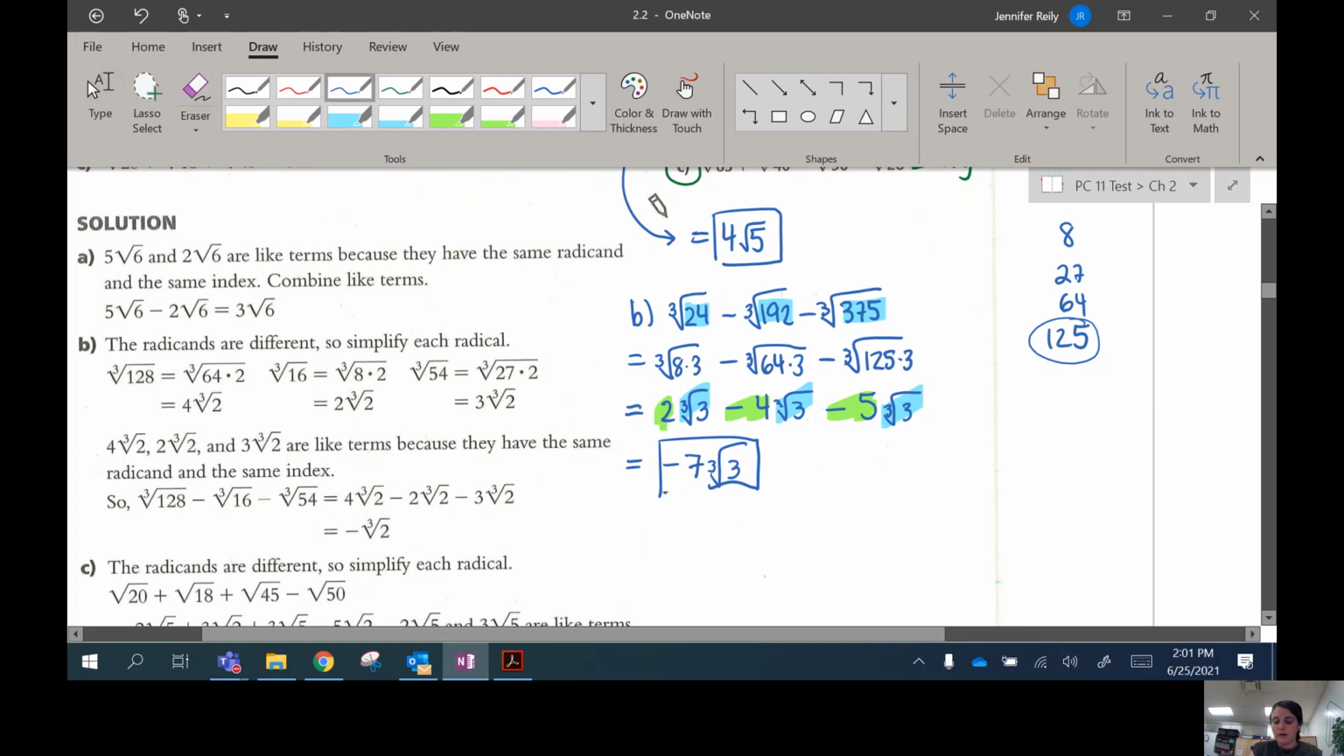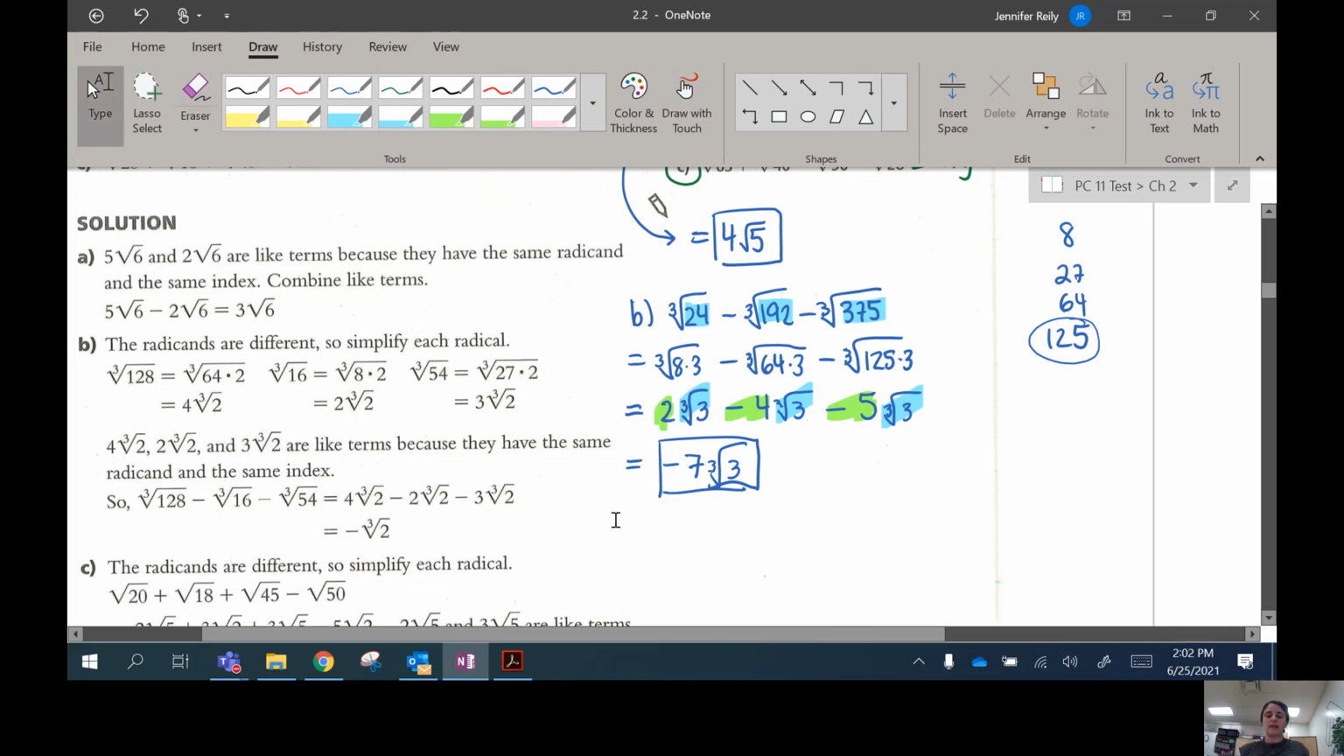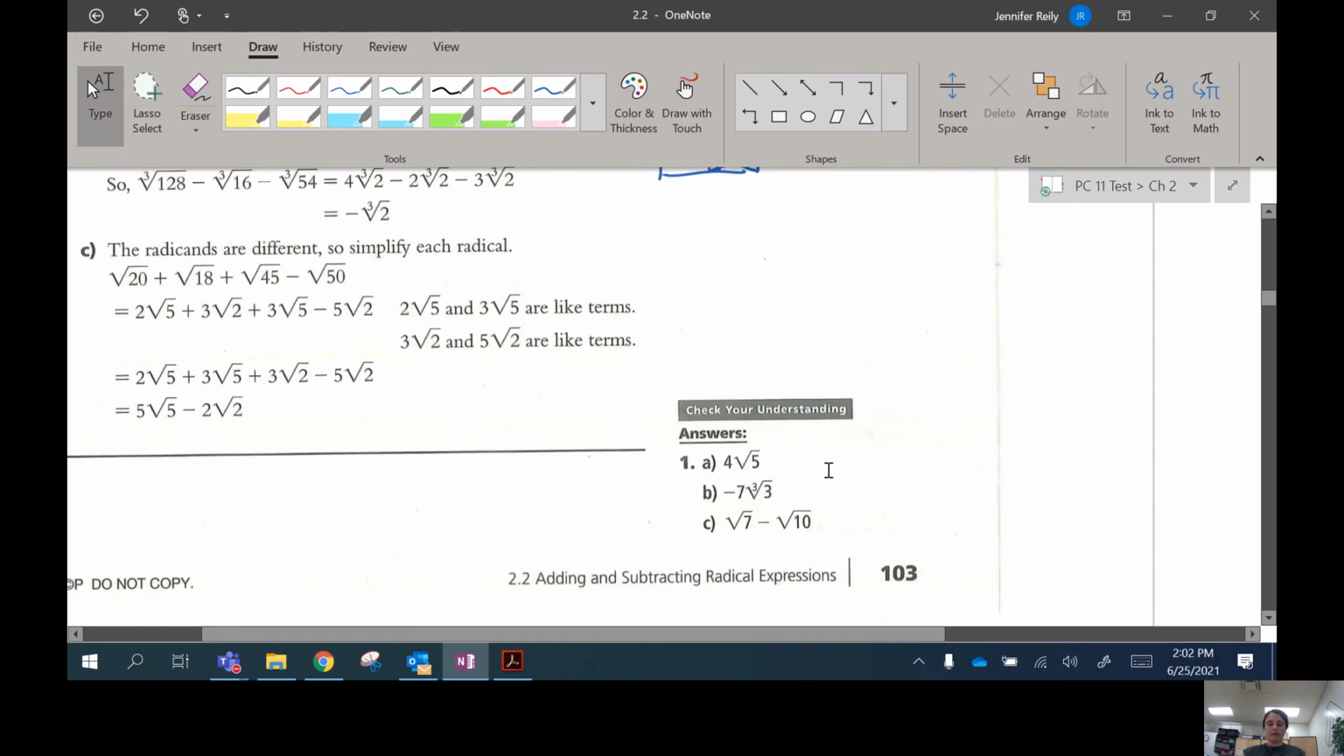Okay. So what you want to do when you're adding, subtracting radicals, write them as mixed radicals, and then the ones that are the same, or like radicals, you can add them or subtract them from each other. Let's practice doing this when we don't just have numbers underneath, but we also have variables.